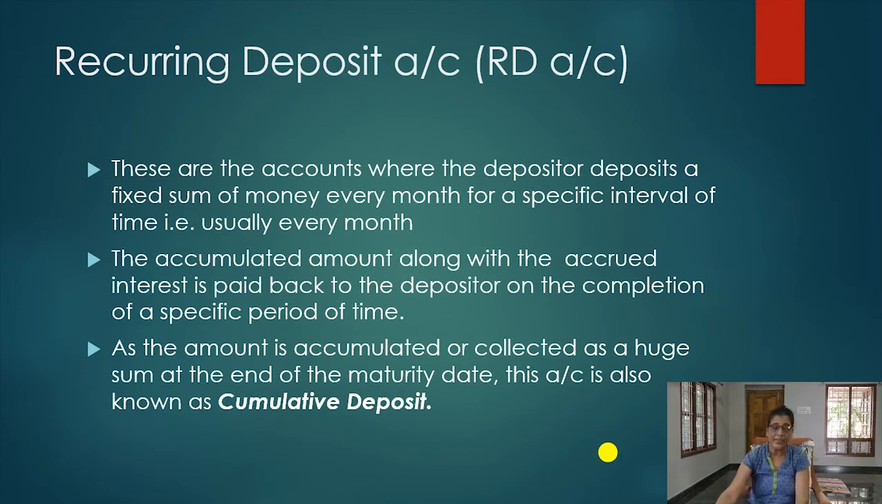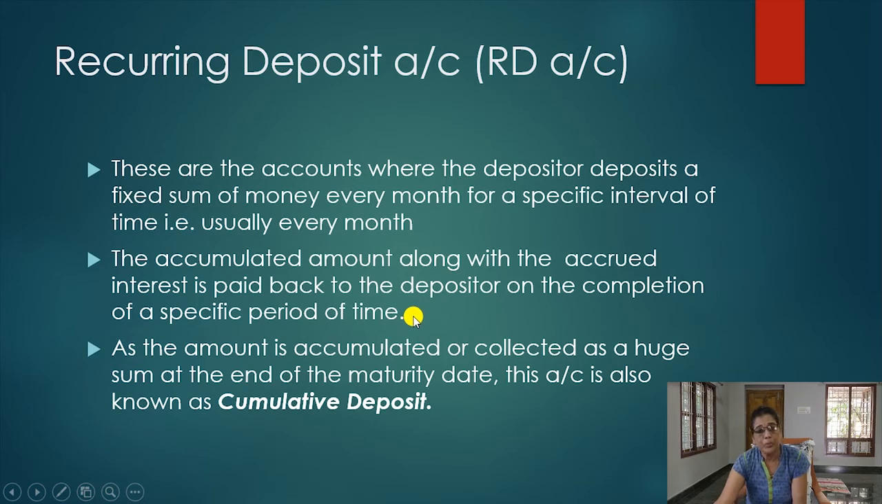Well, these are the accounts where the depositor deposits a fixed sum of money every month for a specific interval of time, that is usually every month. I have explained this now. The accumulated, which means pooled or gathered, amount along with the accrued interest is paid back to the depositor on the completion of a specific period of time.